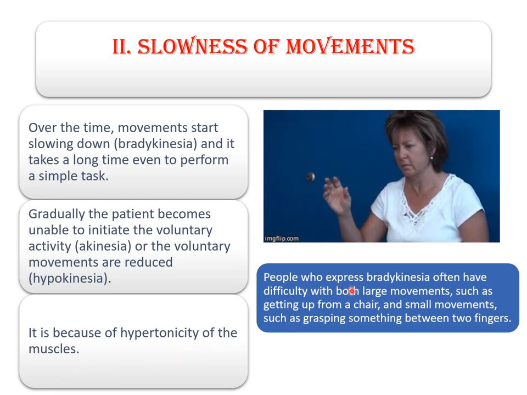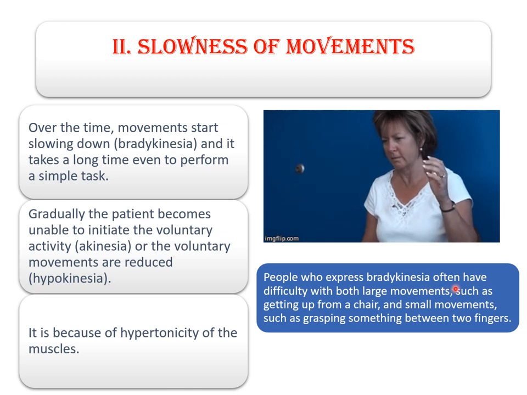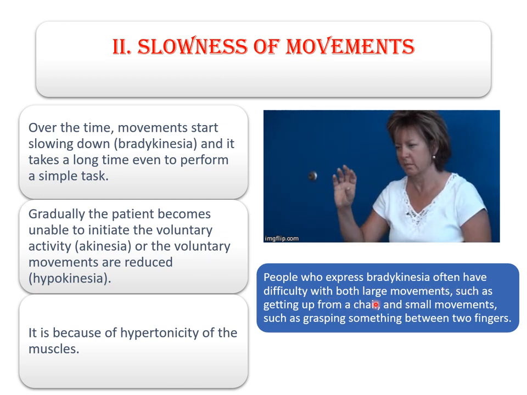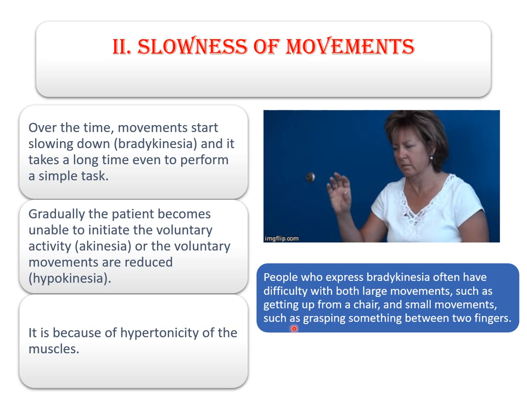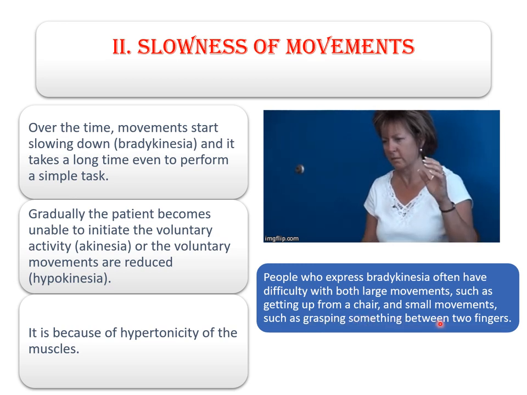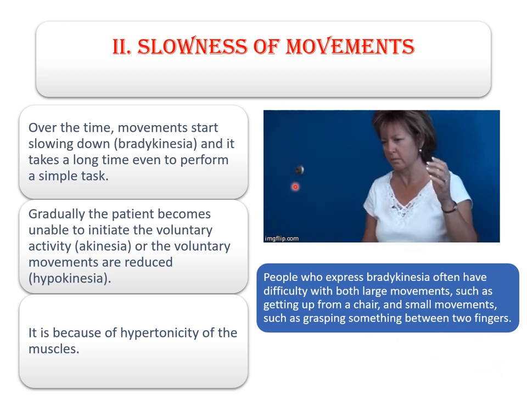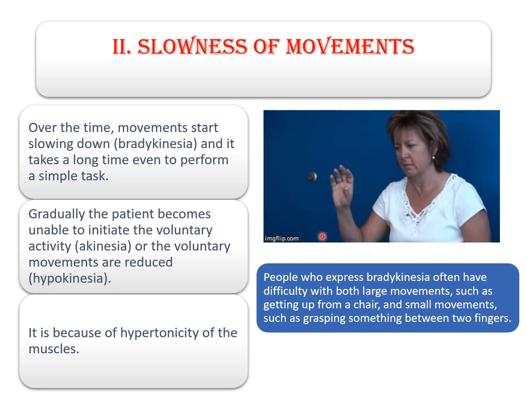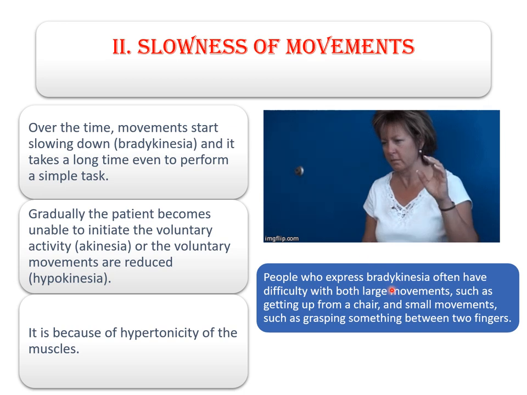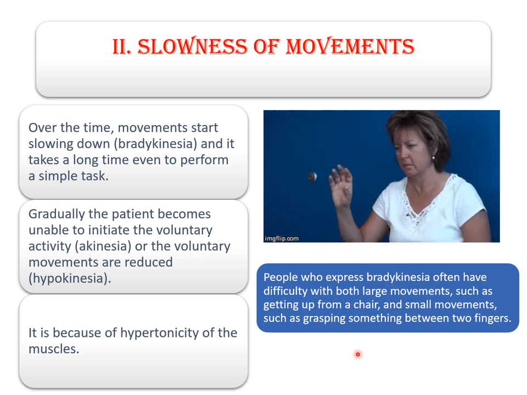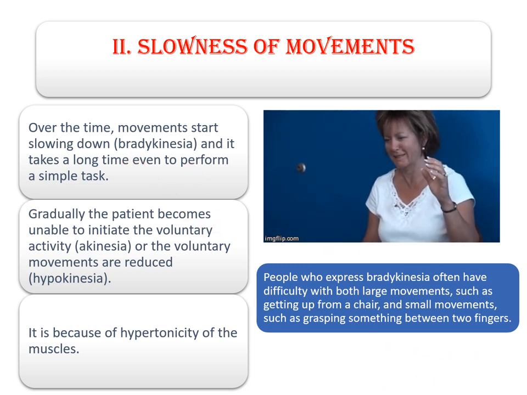So people who express bradykinesia have difficulty with both large movements such as getting up from a chair and small movements such as grasping something between two fingers. So this lady tries to catch this ball. Okay. So there is a slowness of the movements and she is unable to catch this ball. That slowness of movement is known as bradykinesia.